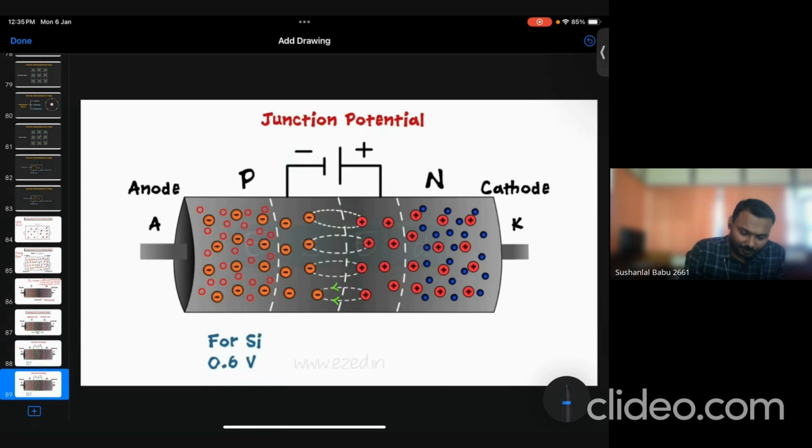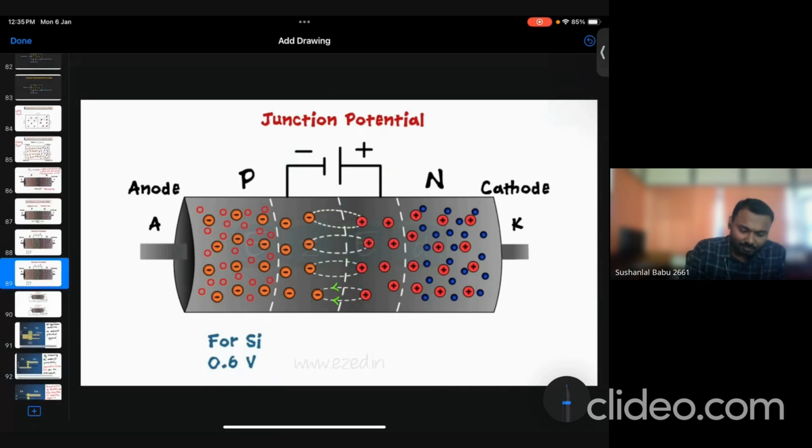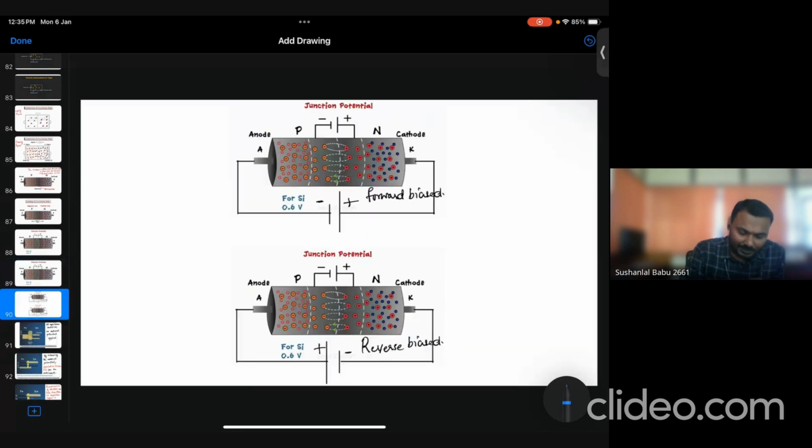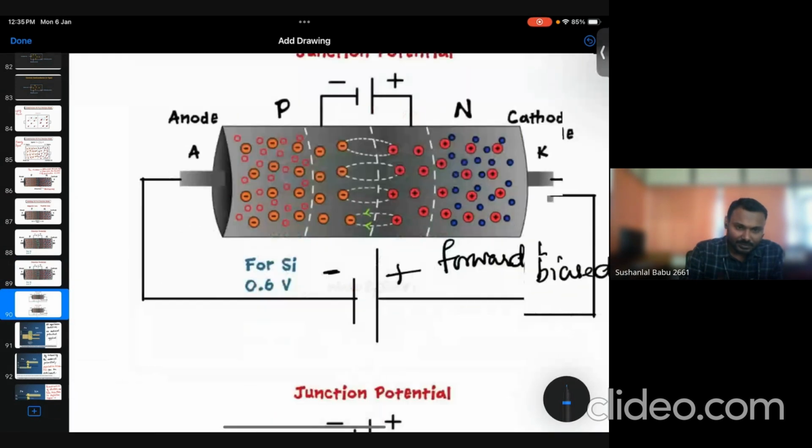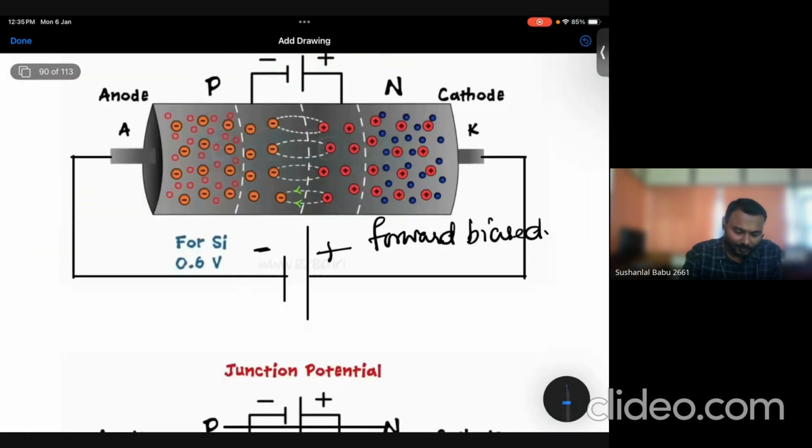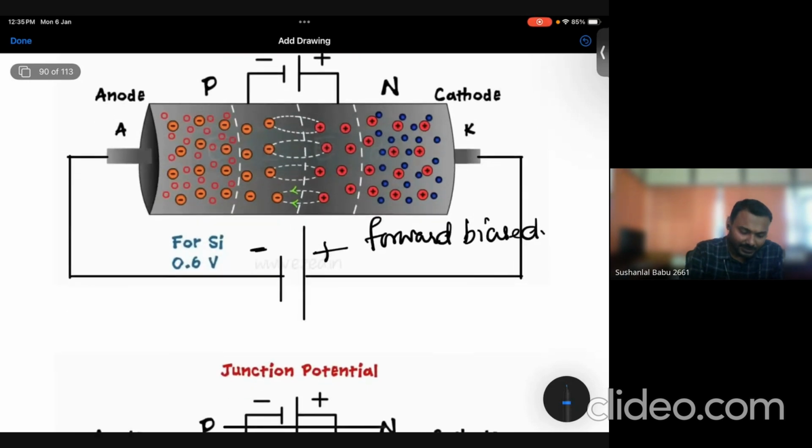Now you can see there is a potential difference generated, and now we have to think about the external source. This is the junction potential. Inside, one potential is generated, and the flow is from left to right, positive to negative. Now we are talking about bias: forward biased semiconductor and reverse biased semiconductor.